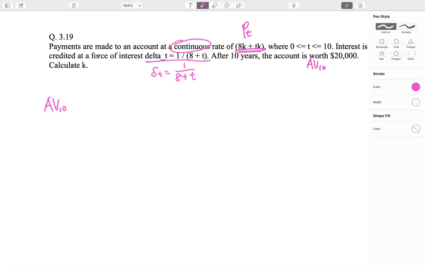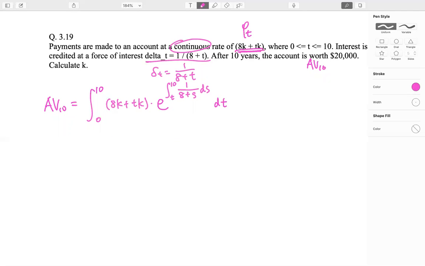So let's do this. By now, I do hope you feel comfortable with doing integral. The starting point of this annuity is time 0. The ending point is 10. The payment rate is 8k plus tk. Because we are doing future value, so it's exponential from the current time to the end time of your AV, which is 10. 1 divided by 8 plus s ds dt.